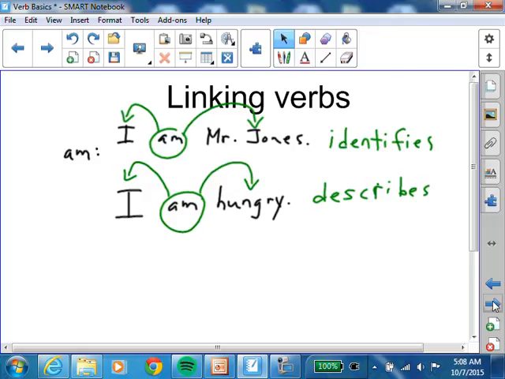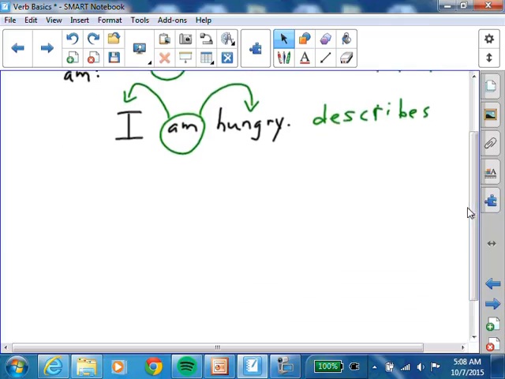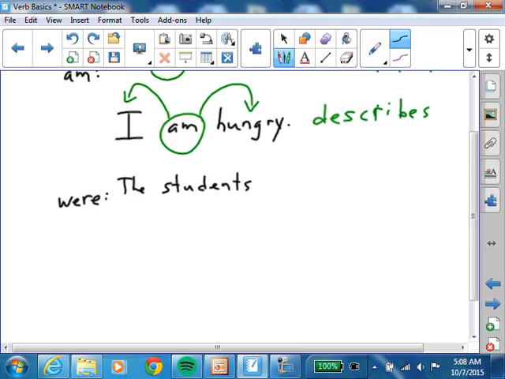And that's how linking verbs work. Let's come up with just a couple more examples. And instead of using am this time and talking about me, let's say we use were, another be verb form. And we'll make two sentences about the students. The students were, let's say, 11th graders.